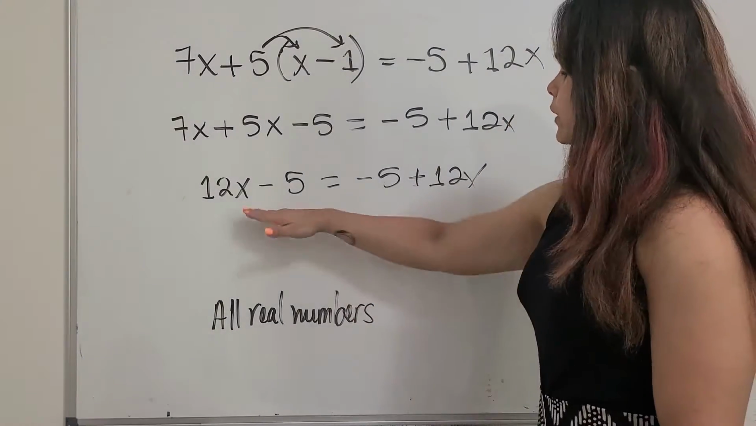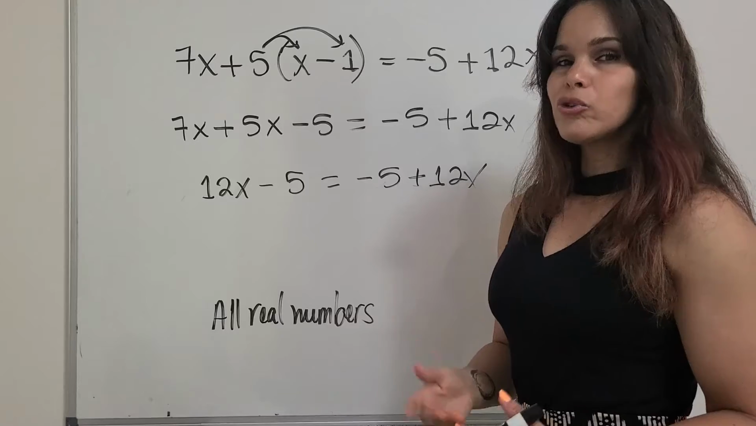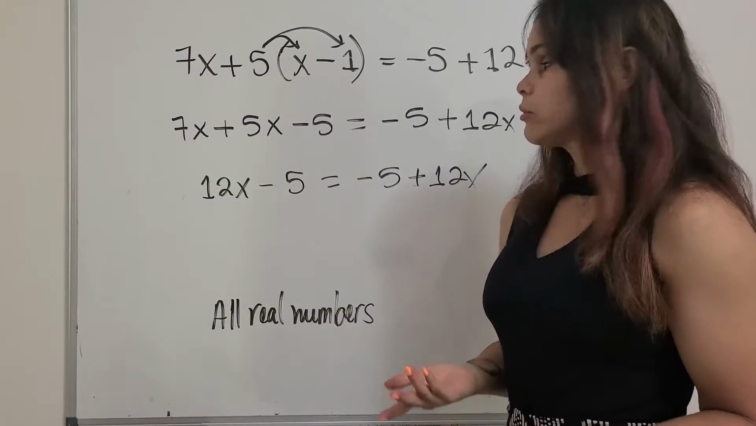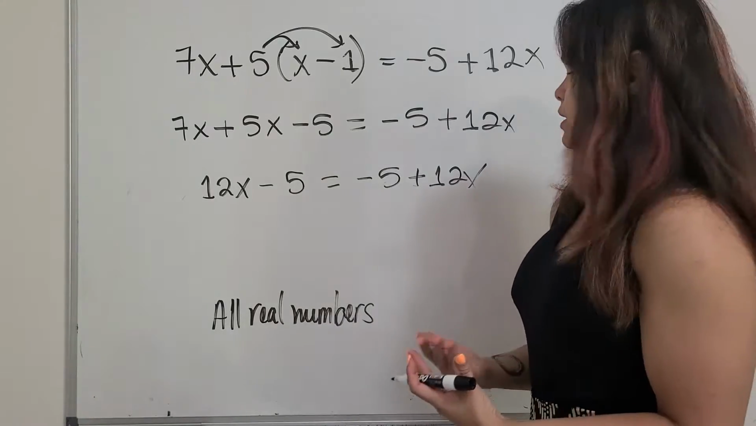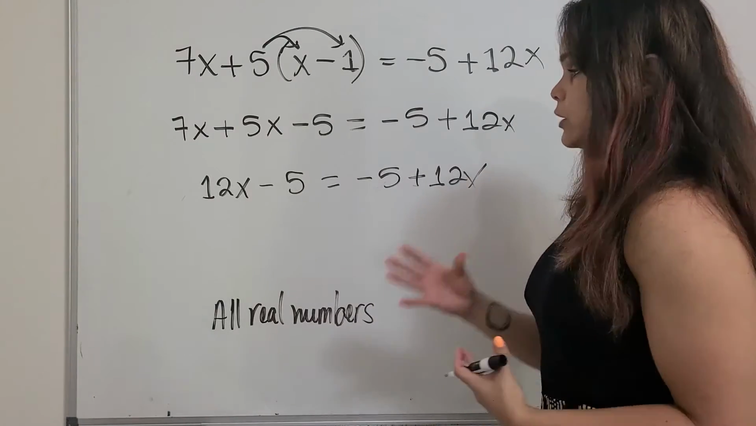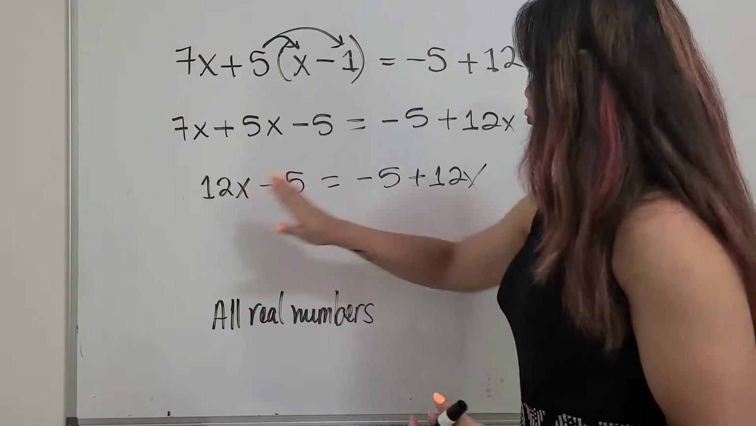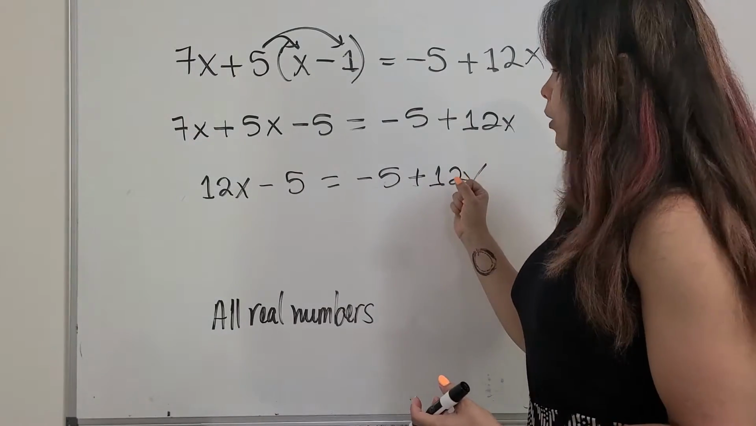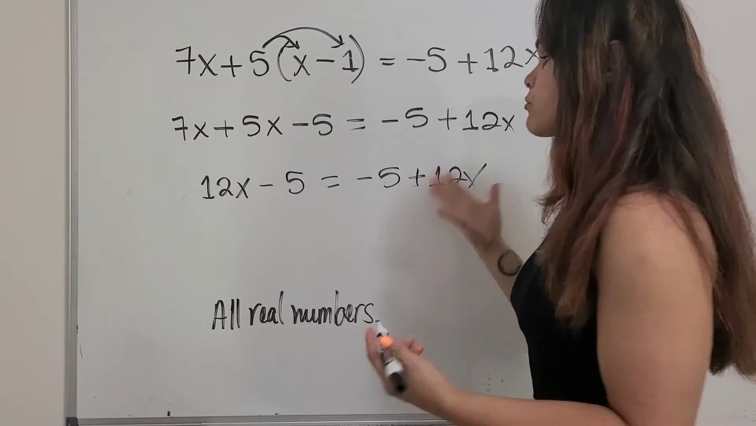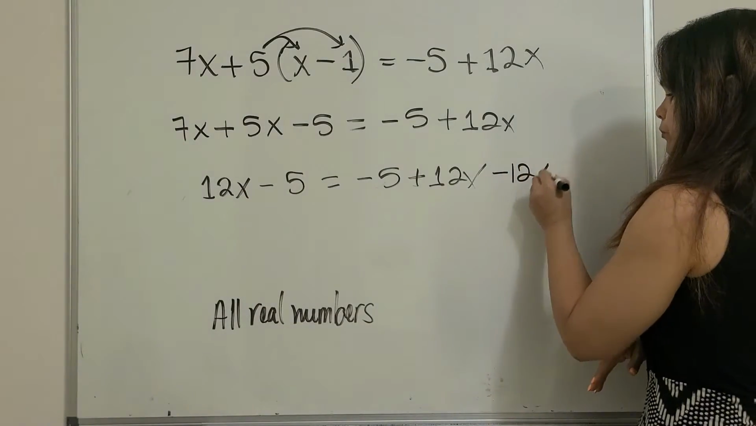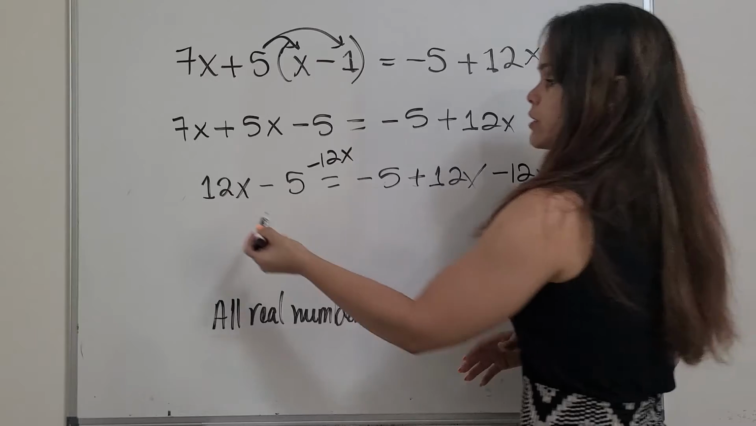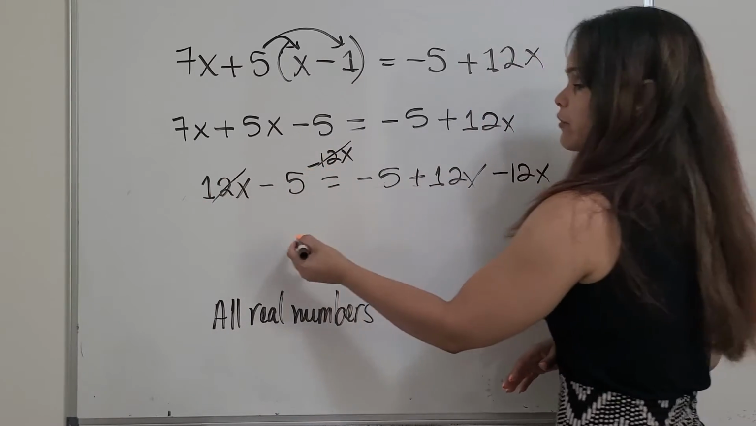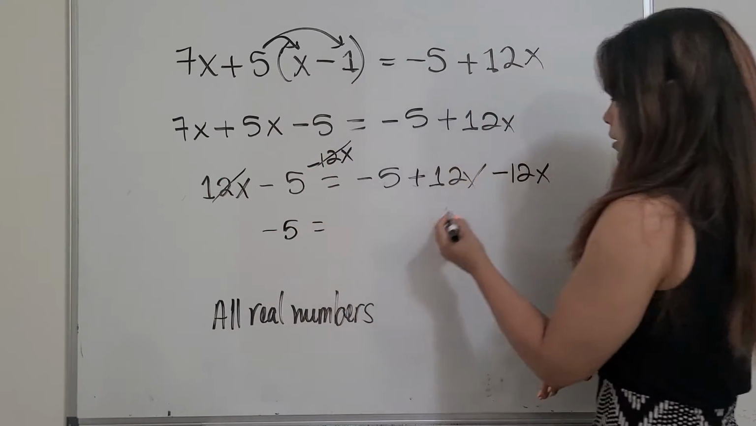Now, if in this step you didn't notice that yet, you can continue and eventually you're going to realize that that is what is happening. So let's suppose that I didn't notice. So I need to continue. I have terms here that have x. I want them on the same side, so I'm going to subtract 12x. But when I subtract 12x, then I realize, oh, this cancels out, so I have a negative 5 here. And the same thing is happening here.